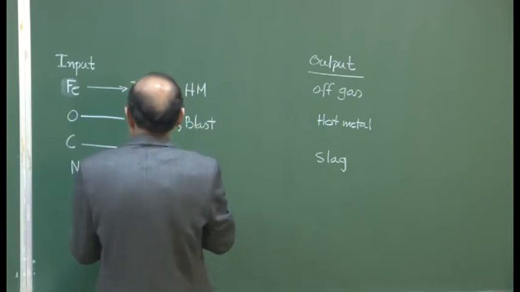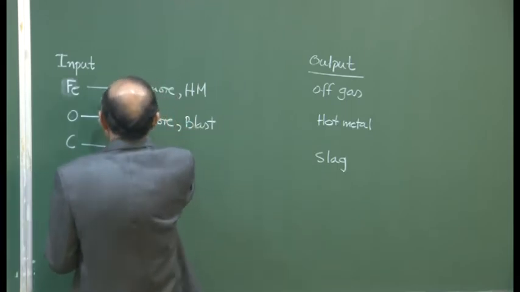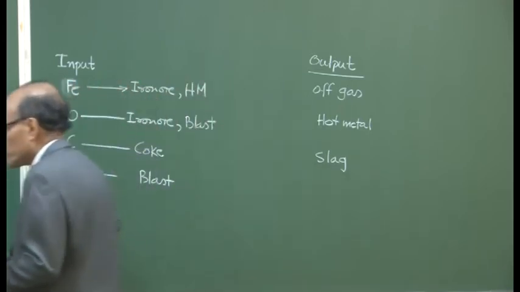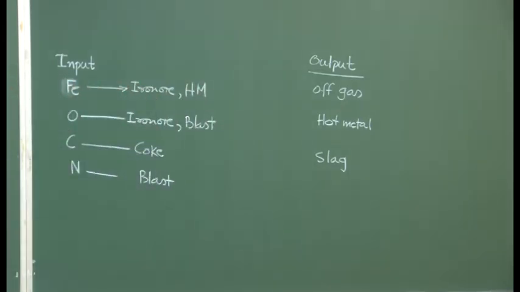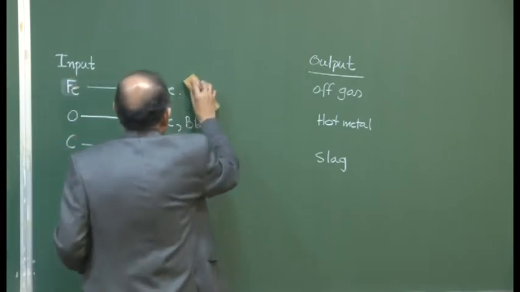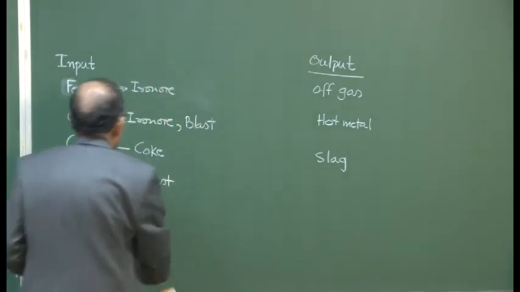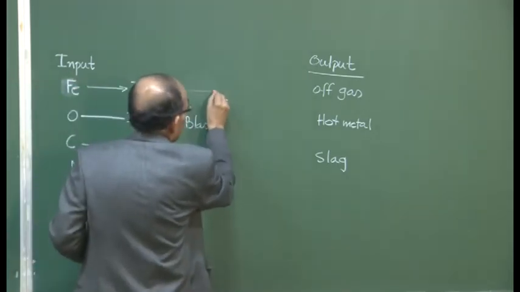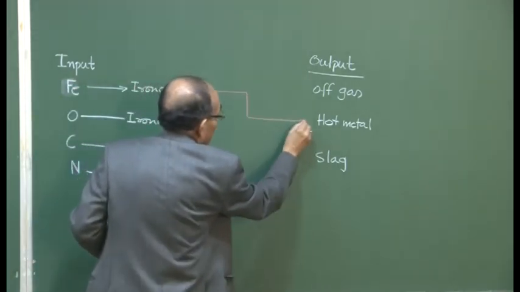So, if we now draw this, I would say the iron ore and hot metal. Fe comes from iron ore; the input is iron ore, there is no other input. Fe comes from iron ore, and the entire amount of Fe is going to be manifesting in the hot metal itself.